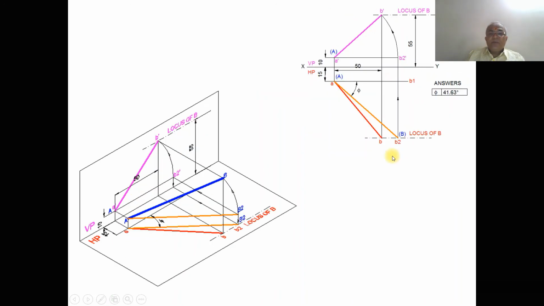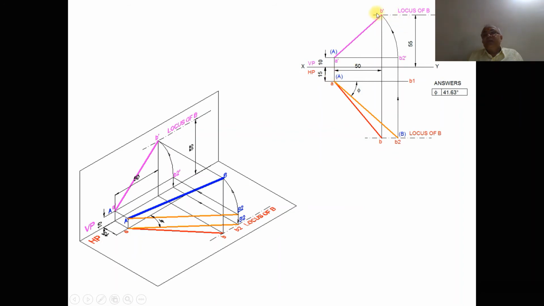Now similarly we want to find it from the other direction. That means I want to find out the true length in HP. To find the true length in HP, you have to take the front view line and make it parallel. Obviously, in space when you rotate it, you get this parallel to HP, so you are getting the true length in HP. That is what we are doing here.